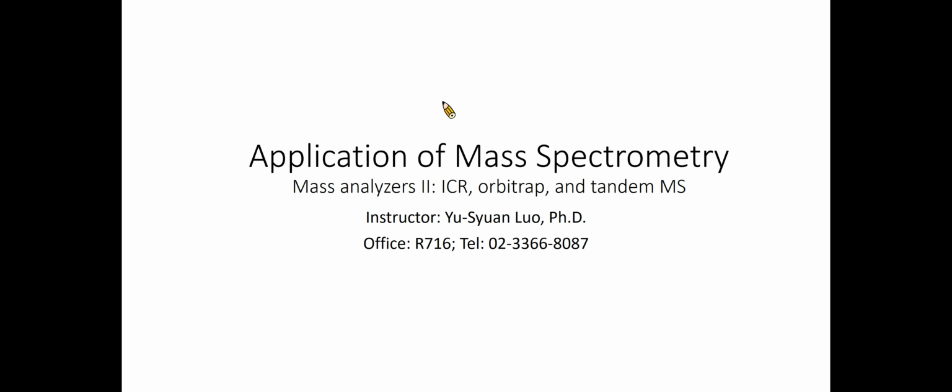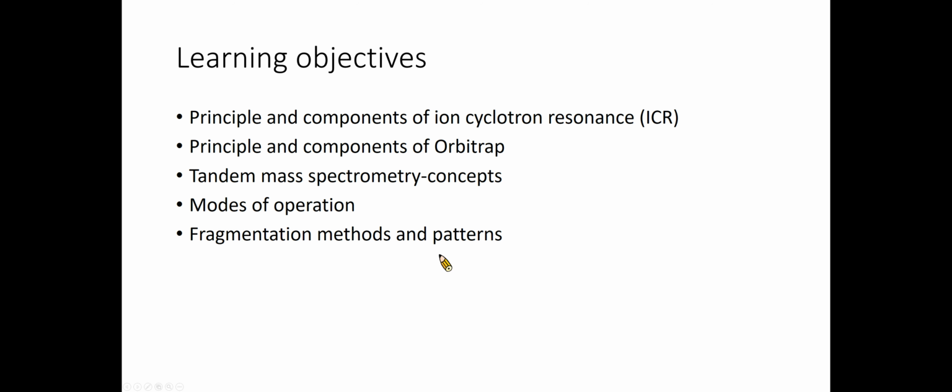Today, we will go through the second part of mass analyzer. In this lecture, you will learn the principle and components of ion cyclotron resonance, Orbitrap, and tandem mass spectrometry. You will also learn the modes of operation, fragmentation methods, and patterns in tandem mass spectrometry.